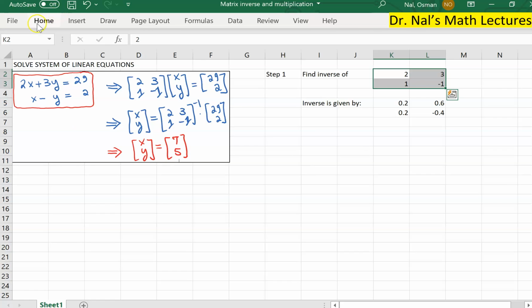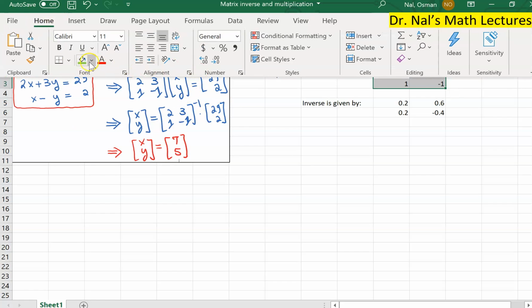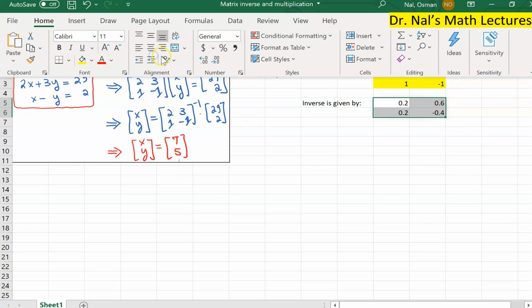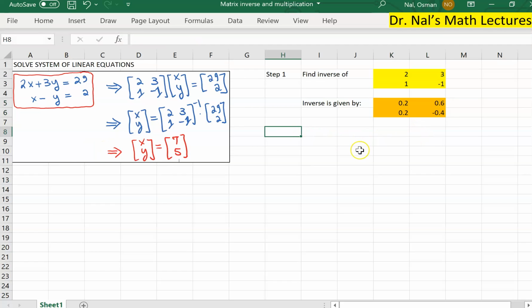Let me just go ahead and highlight it. This is the matrix of coefficients, and the inverse came out this way. Let me make it orange color. Awesome. Now step two, finally: what we need is to multiply matrices. And it turns out this is also easy.